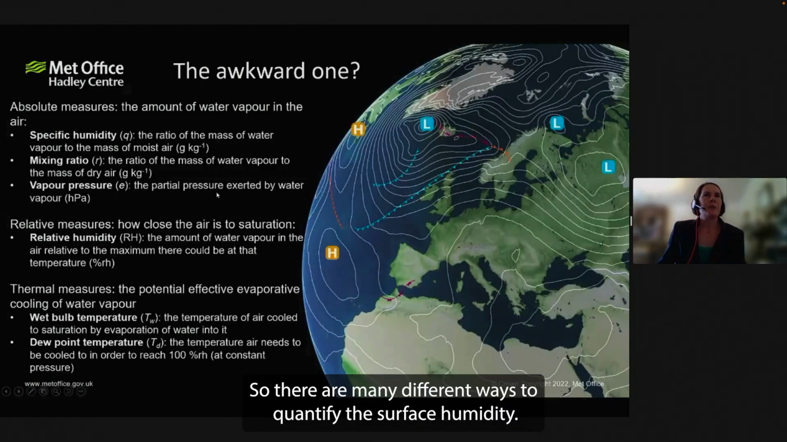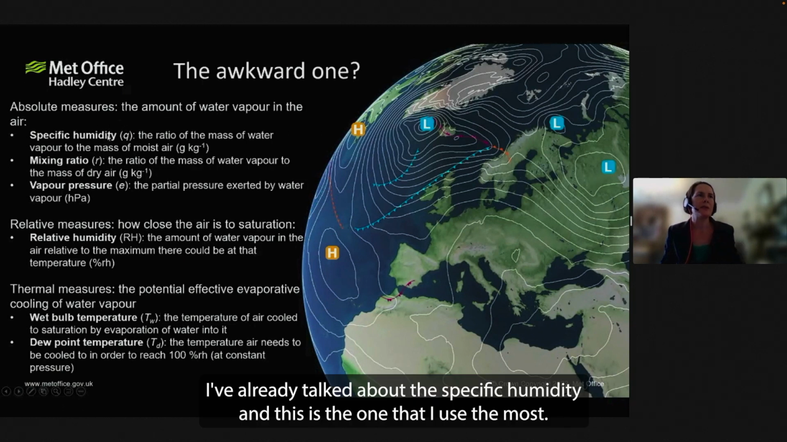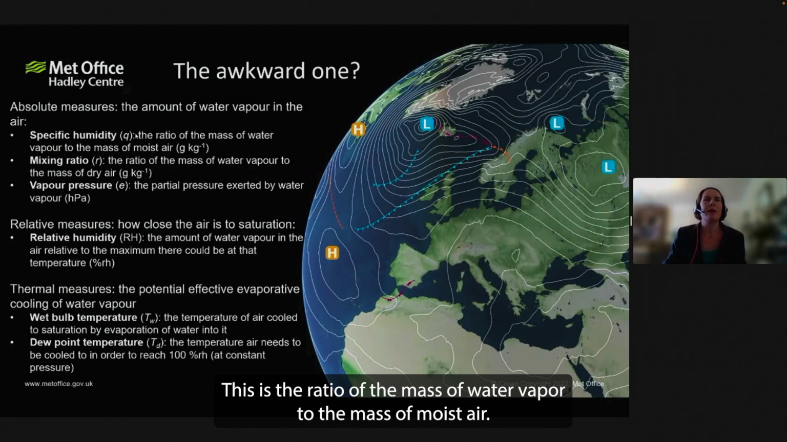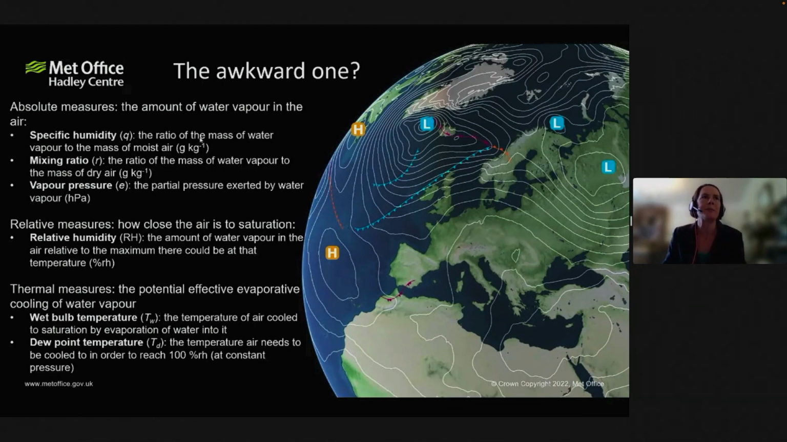So there are many different ways to quantify surface humidity. Firstly, we've got the absolute measures. This is the amount of water vapor in the air. I've already talked about the specific humidity, and this is the one that I use the most. This is the ratio of the mass of water vapor to the mass of moist air, and we measure this in grams per kilogram.